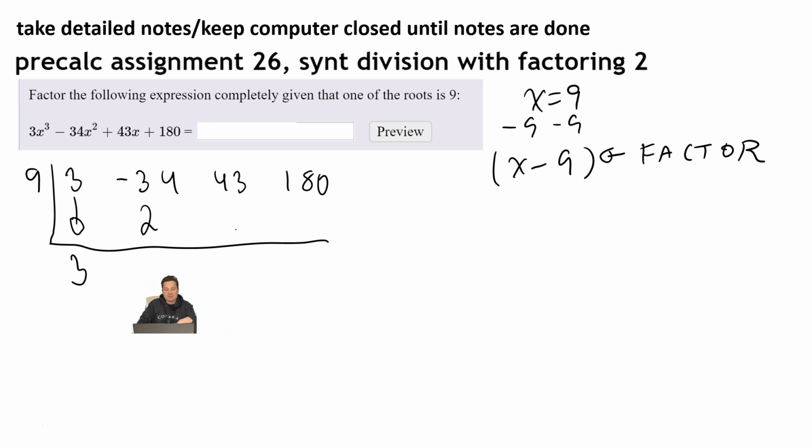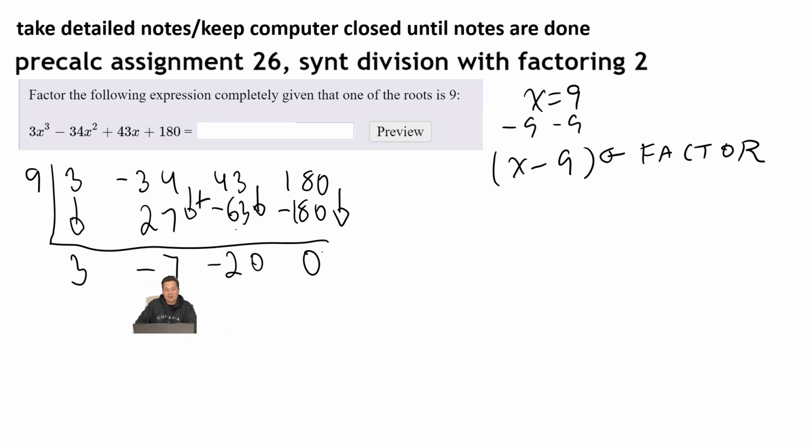Then you do 3 times 9, which is 27. That goes in that position under the negative 34. Then you add straight down. It's going to give you there on the bottom negative 7. Then you do negative 7 times 9, negative 63. Then you add straight down. That's going to give you 20. Then 20 times 9 is, well, negative 20. Negative 20 times 9 here is going to give you negative 180.